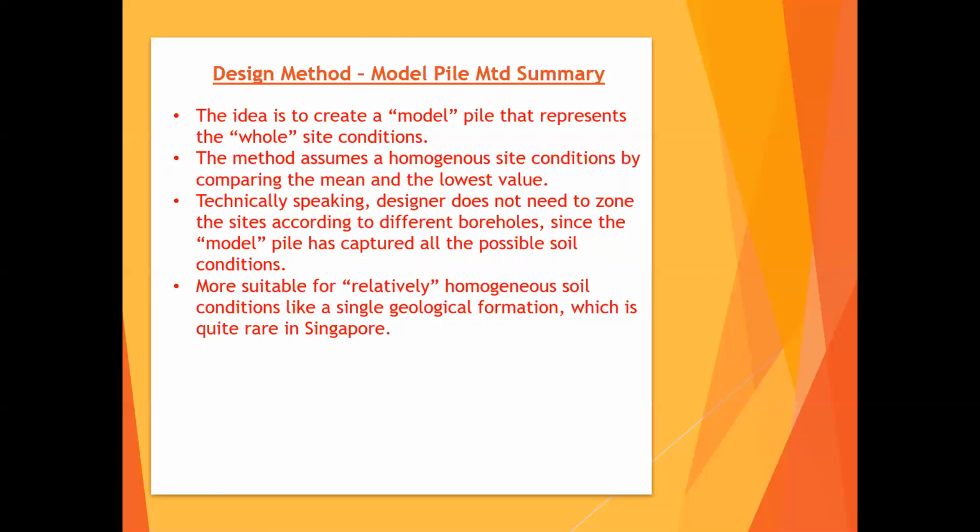So this is more suitable for a relatively homogeneous soil condition, like a single geological formation like OA, which is quite rare in Singapore. Sometimes you have Garland formation overlying the OA. So this is what I concluded by studying the code and trying to work through a worked example.